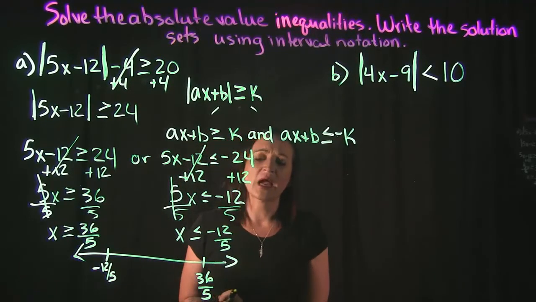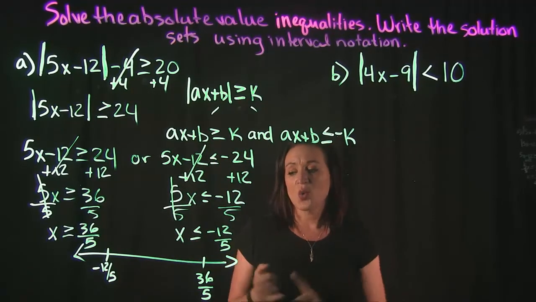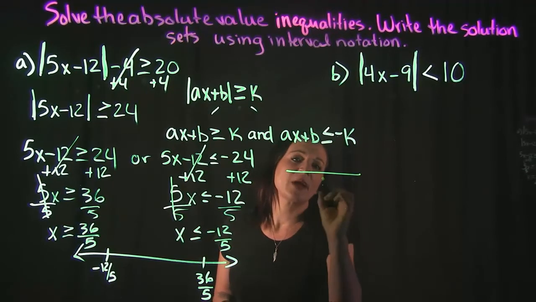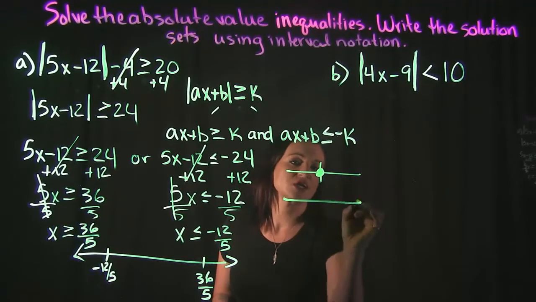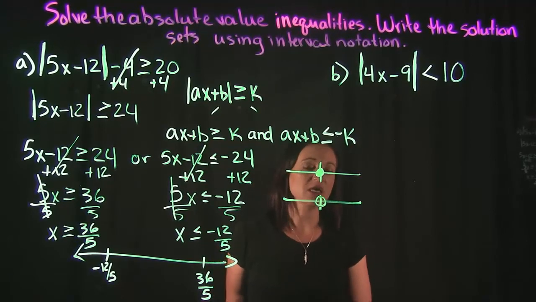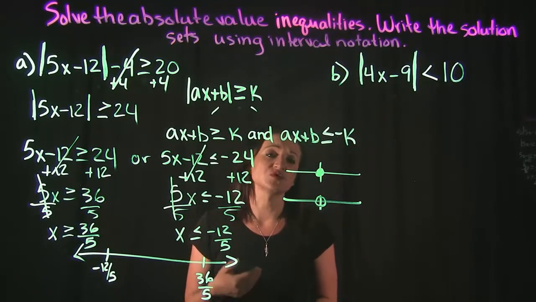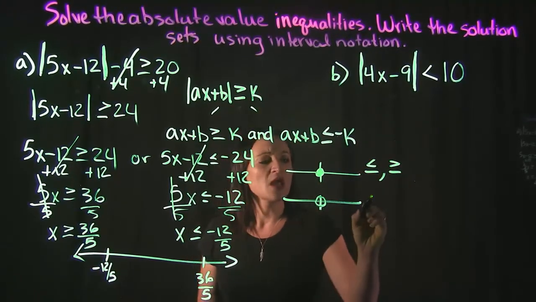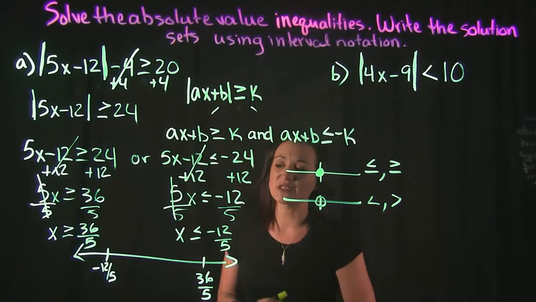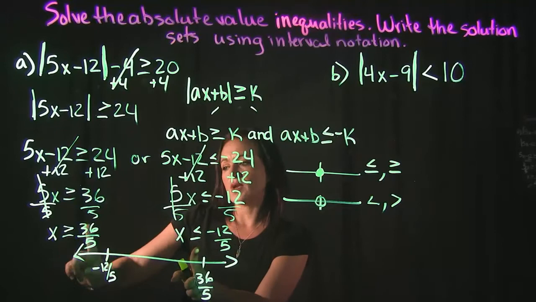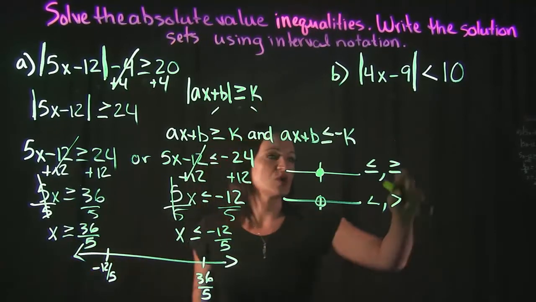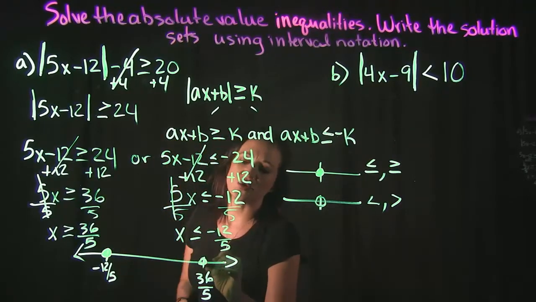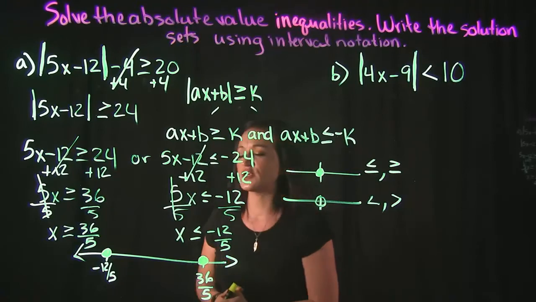Now, when we're creating a number line, remember that we're always paying attention to what kind of dot we have on our number line and what direction we are shading. What I mean by what kind of dot is, are we going to have a solid dot or an open dot? This comes from what kind of symbols we have. If we have less than or equal to or greater than or equal to, we have a solid dot. If we have less than or greater than, we have an open dot. For both of our problems here, we have a greater than or equal to, less than or equal to. So for both of them, that's going to be a solid dot on our numbers. I'll show you in a little bit how this is going to pertain to our interval notation.